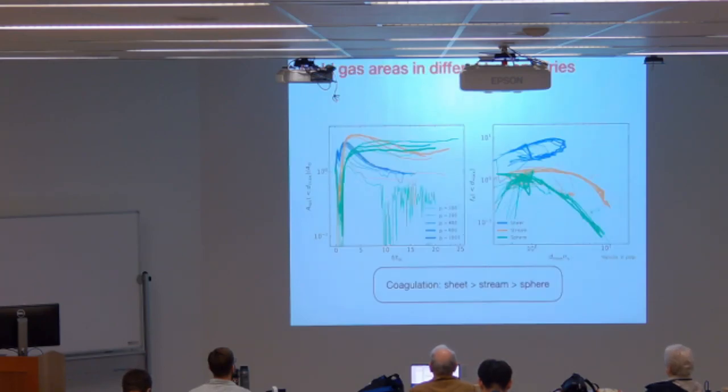Then we checked in the simulations. This is SA as a function of Dmax, and the sheets have a higher SA than the streams and than the spheres. Basically, for the sheets, in all the cases, the clumps fall back within Dmax, but for the streams and spheres, only at low overdensity will they fall back or coagulate. So in this case, the coagulation force for sheets is larger than for streams and spheres.